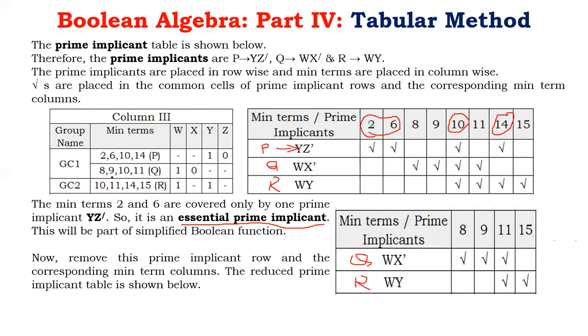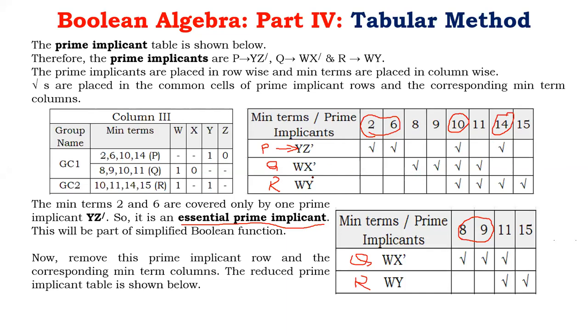Q covers 8, 9, 10, 11. 10 is already selected, so now 8, 9 and 11. And R is 10, 11, 14, 15. 10 and 14 are already selected by P, so for R that is 11 and 15. For 8 and 9, we should choose only Q. So Q is also an essential prime implicant to cover 8 and 9. From here also we can see that.